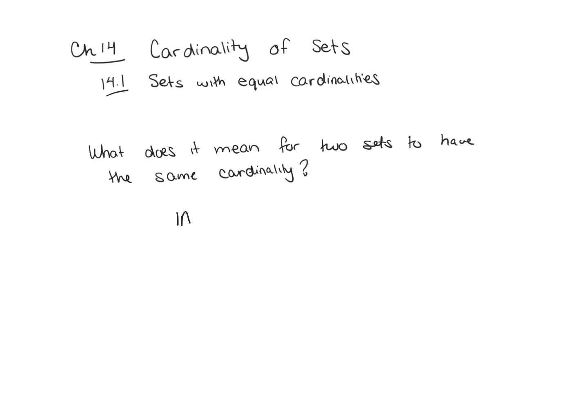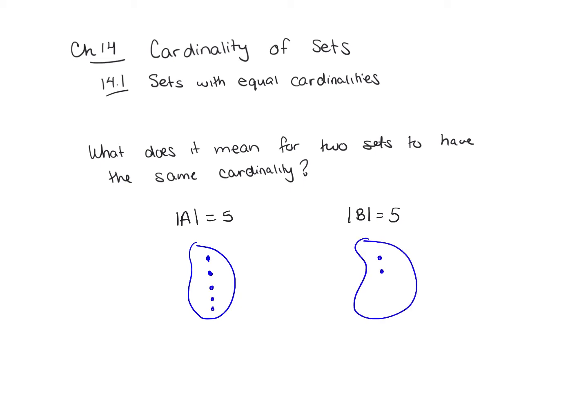Maybe I have a set A, and its cardinality is 5, and I have another set B. Its cardinality is also 5. So I can think about A as a set that's got 5 different elements in it, and I can think of set B as another set that also has 5 elements. Right, and that's fine. They both have cardinality 5, so that means they have the same cardinality.